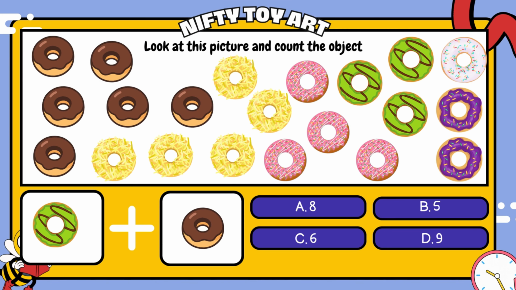I want to take all the green tea donut plus the chocolate donut. So what is the total number of donuts? That's right, 9 donuts.